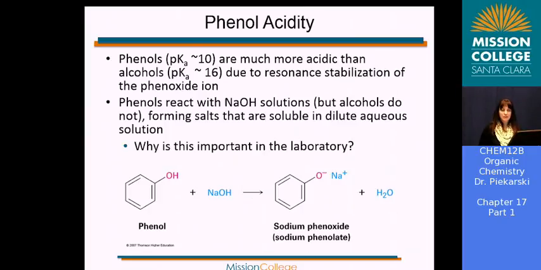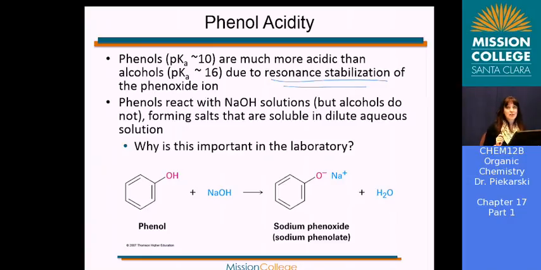Let's talk a little bit about phenol acidity. You notice that phenols are stronger acids than alcohols based on that table I showed you. The pKa's, remember, phenols are about 10. The alcohols are 15 to 16. And the reason for that is because the phenoxide ion is stabilized by resonance. You better get good at your resonance structures if you don't feel comfortable with them.